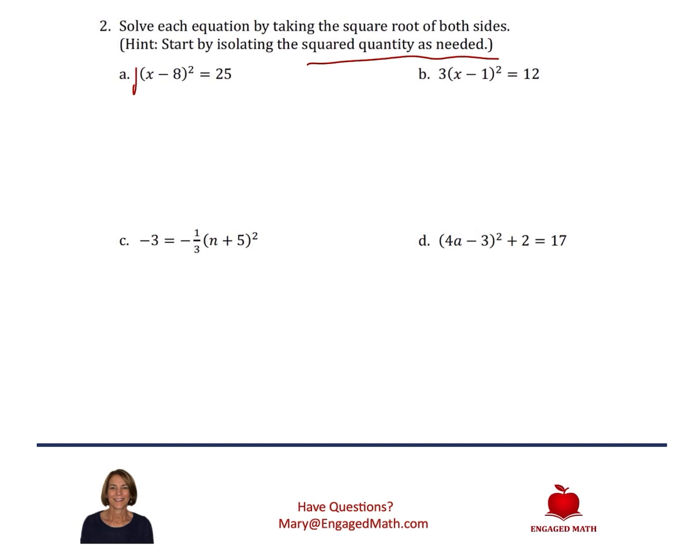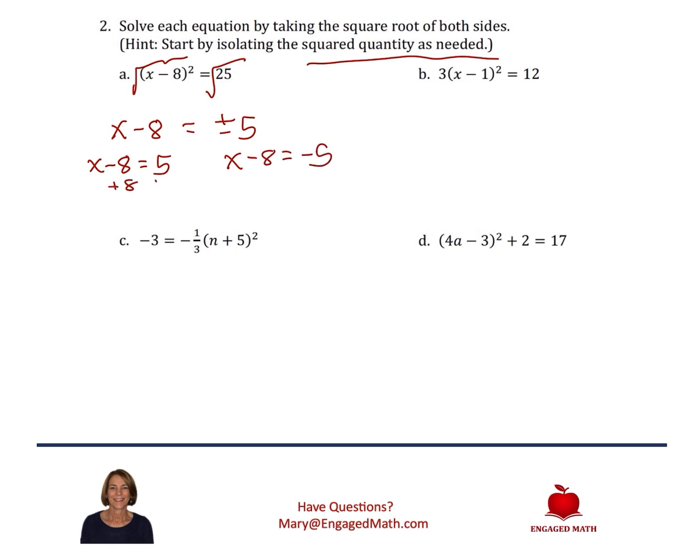And when we take the square root of both sides, as you know from previous lessons, we can get x minus 8 to the first power, just x minus 8, but we have to do the plus or minus on the side without the variable. So we have x minus 8 equals plus or minus 5. And so now I'm going to write that as two different equations. x minus 8 can be equal to 5. x minus 8 is equal to negative 5.